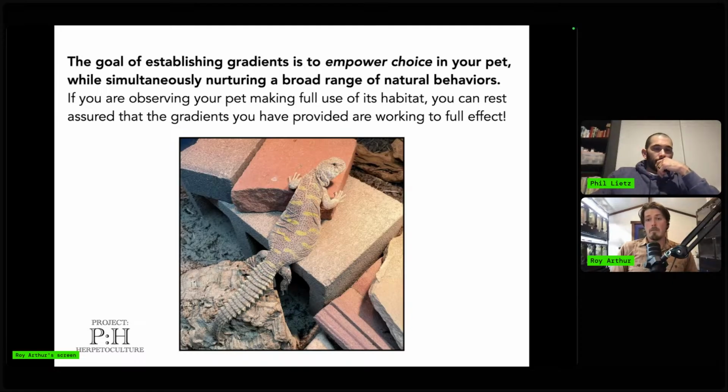And it's possible to have a very utilitarian looking enclosure that is functionally hitting all the right points and allowing your animal to express itself as it should. That's always really an important thing to emphasize.